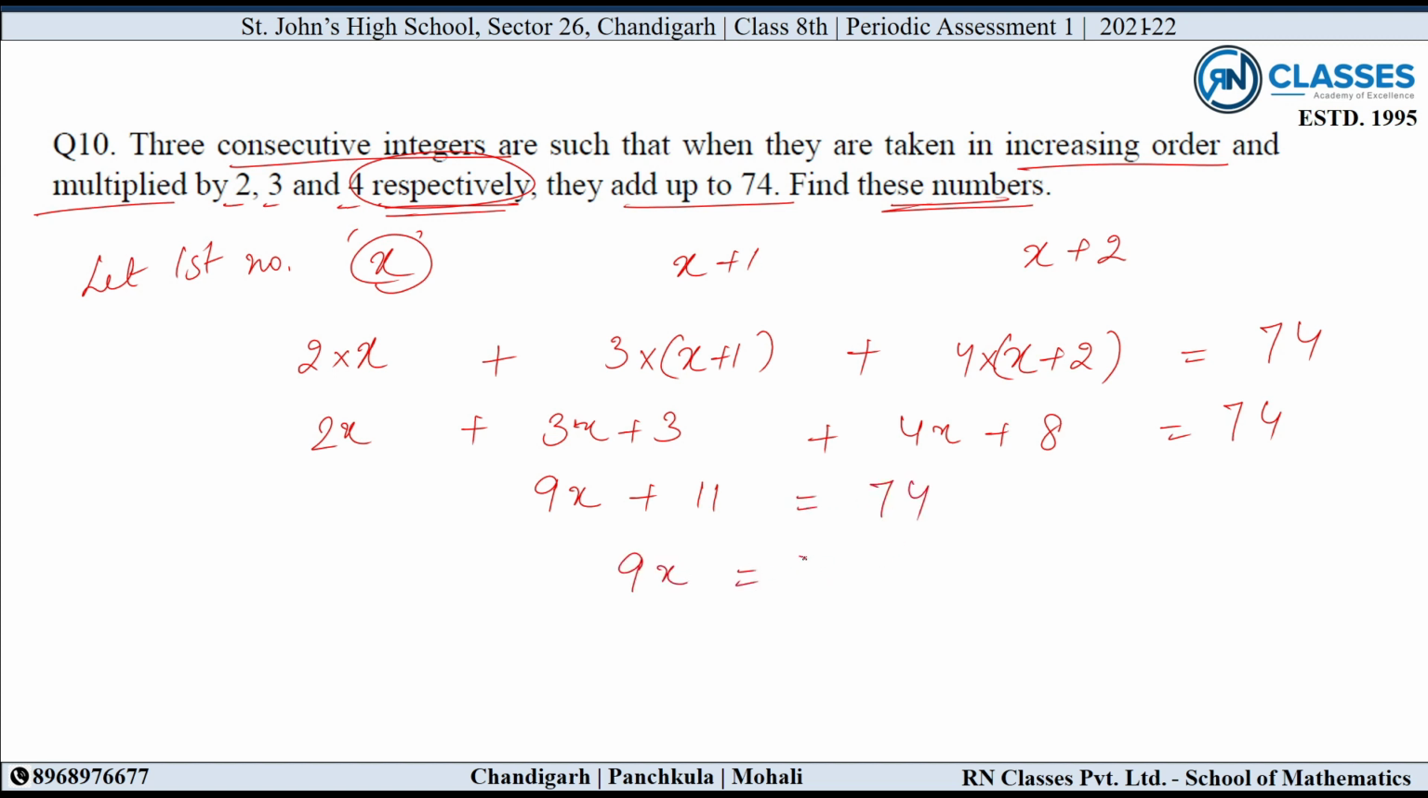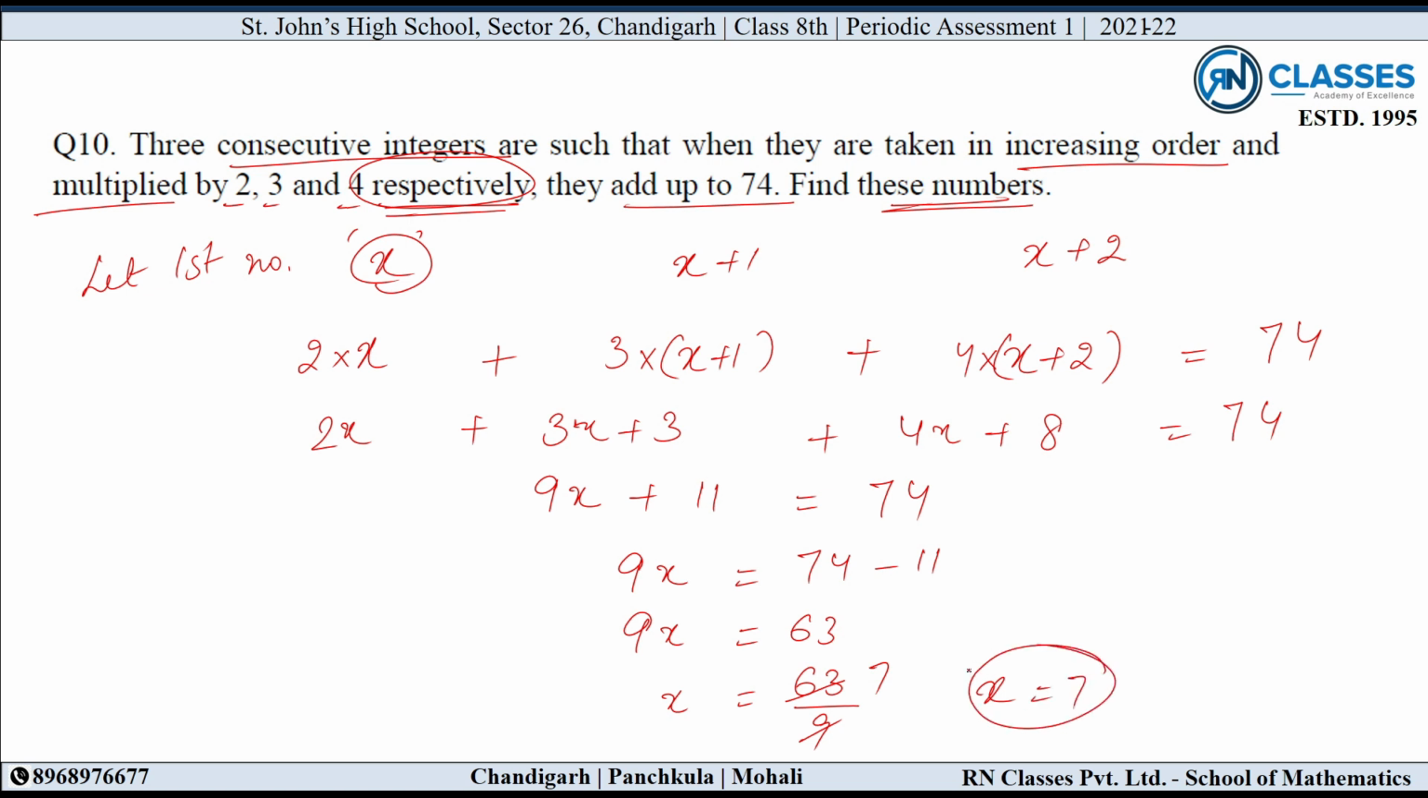9x plus 11 is 74. Now, 11 on the left hand side goes to the right hand side as minus 11. You have changed the side, so of course the sign would be changed. 9x comes out to be 63. x is multiplied by 9, so on the other side 9 would be divided. 63 divided by 9 is 7. Now x is 7. I got it.